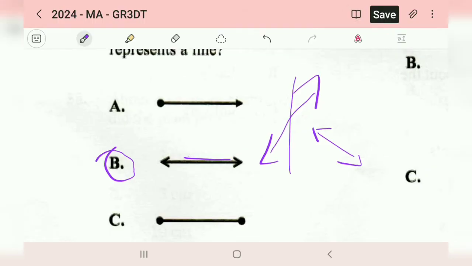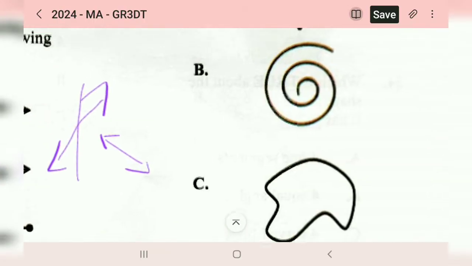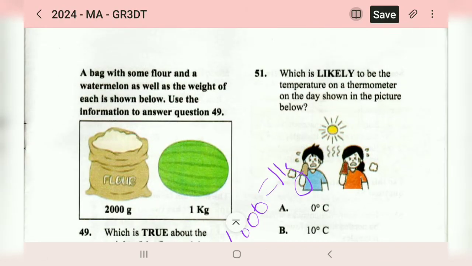All right? Moving on to number, do I go across? Where are we? 50. Based on how they set these papers out, they get lost on them sometimes.